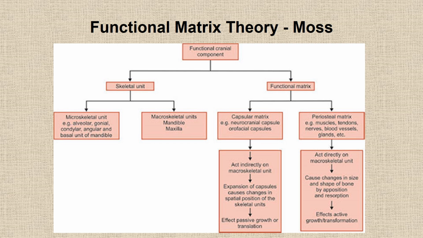Now, the functional matrix can be either a capsular matrix or a periosteal matrix. Now the capsular matrices are the neurocranial capsule and orofacial capsule. And this capsular matrix normally acts directly on the macroskeletal units, leading to growth. The periosteal matrix, on the other hand, which consists of muscles, tendons, nerves, blood vessels, and glands, acts on the microskeletal unit.